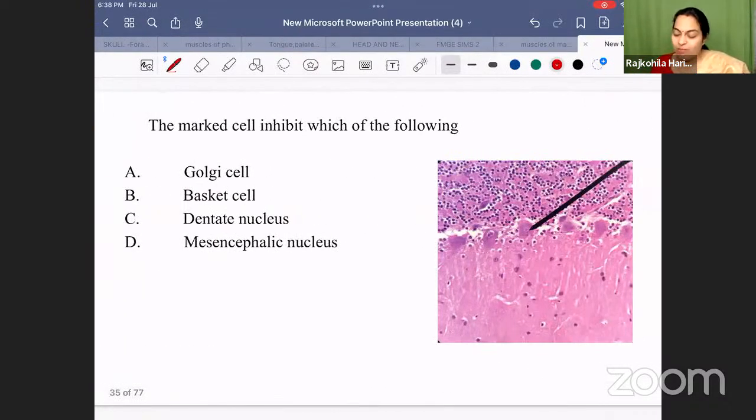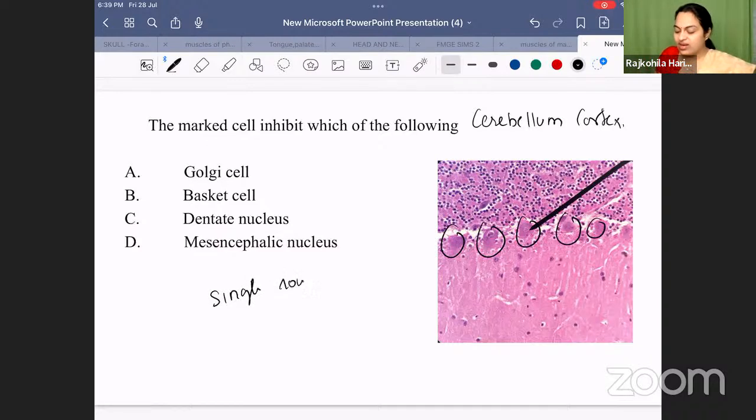Coming to the next important topic: the marked cell inhibits which of the following cells? So what is this? They keep asking repeatedly in the NEET PG entrance examination. It's a histological image of the cerebellum cortex. Right. So what are these cells which are like this? How do you see it? A single row of neatly arranged, spaced cells. What are those cells in the cerebellum? The Purkinje cells, right? The Purkinje cells of the cerebellum.